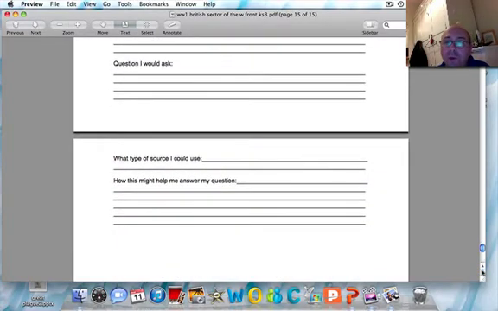What type of source could I use to find out more in order to answer this question? Students will have to be clear in identifying a specific type of source. And then finally, how might that source help a student answer their question?